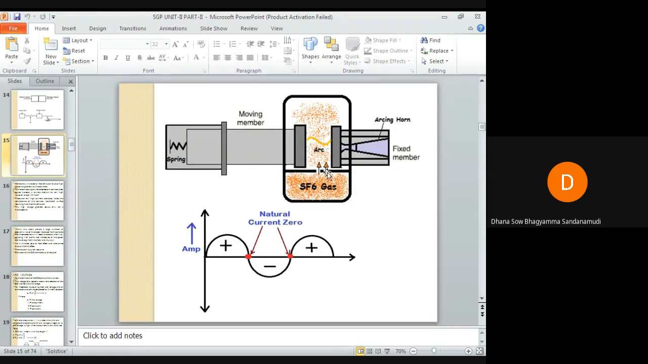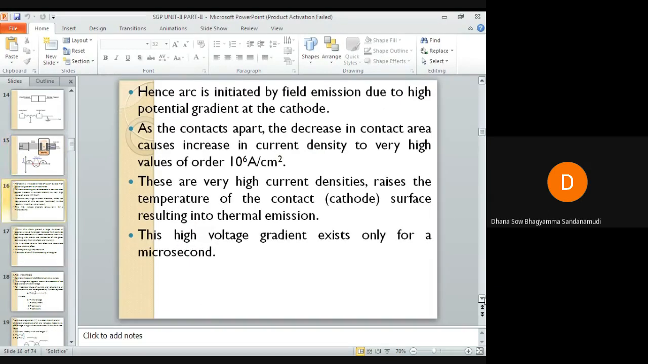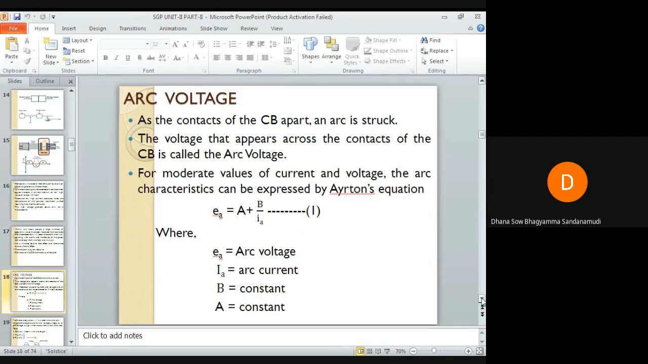These are the circuit breaker contacts, moving contact and fixed contact. The voltage between these two contacts, you can call it as arc voltage.